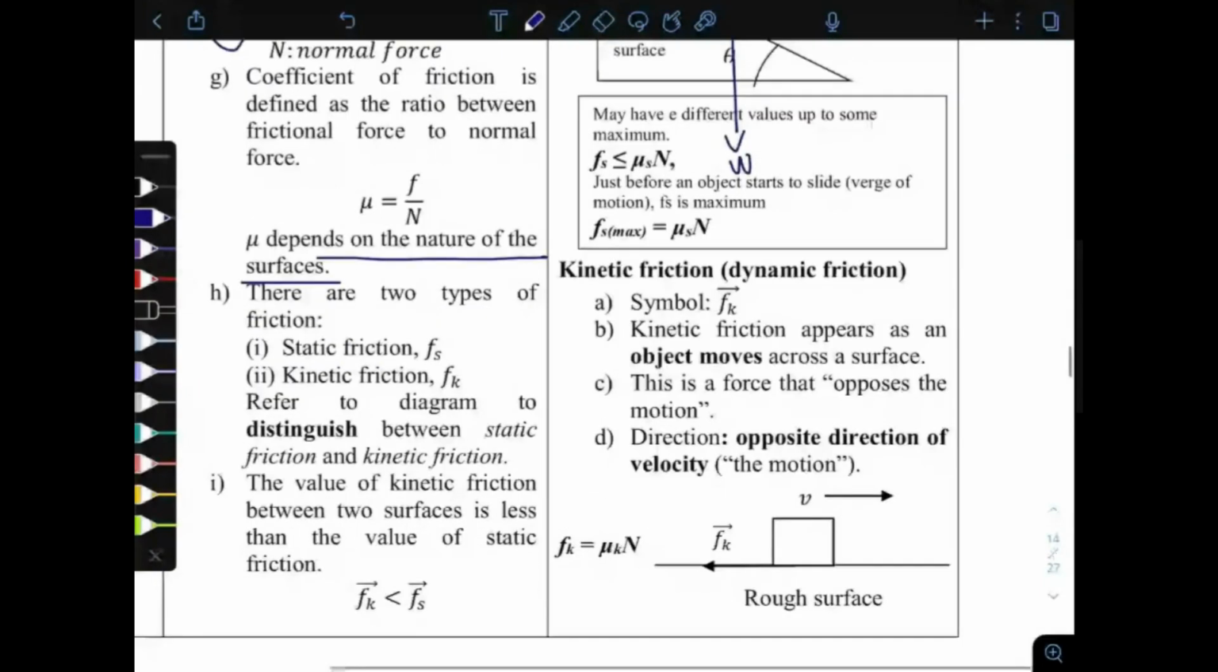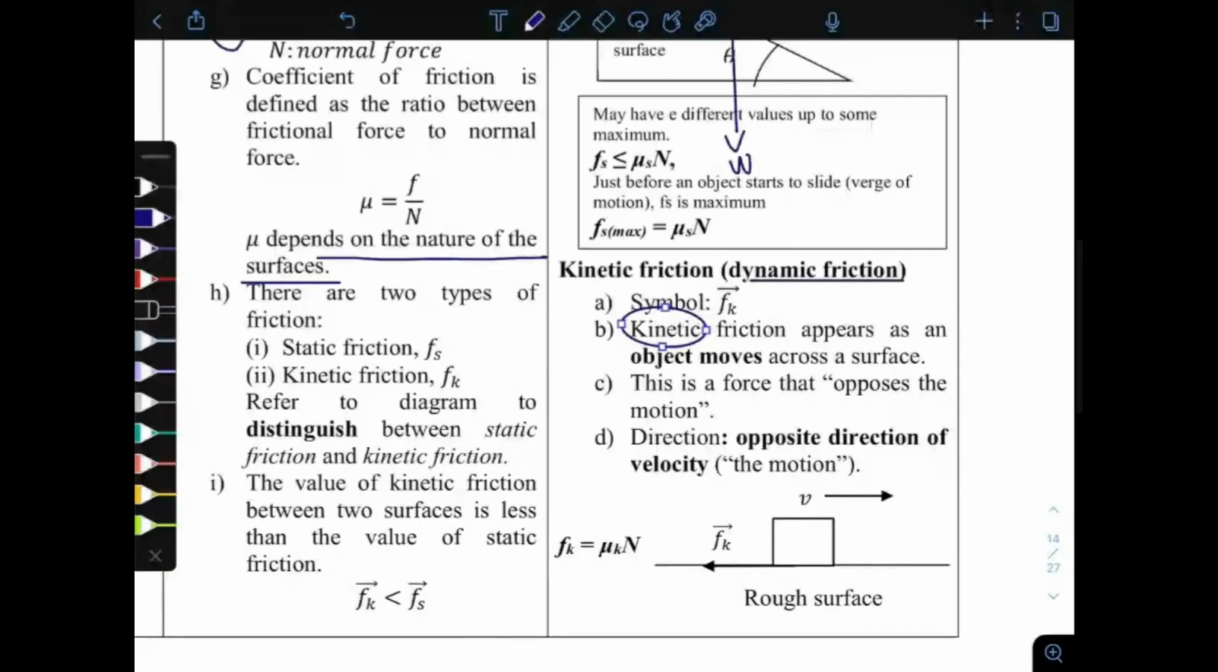Kinetic friction ataupun nama lain dia adalah dynamic friction. Kita guna simbol F subscript K dekat sini. Kinetic friction akan appear when the object is already moving on a rough surface. So kalau dia memang dah bergerak, kita akan automatically ada kinetic friction. Kalau kamu tengok nama pun kinetic dekat sini. Kinetic we always associate dengan motion. Your object has motion. Ada velocity dekat sini, maka you are going to experience kinetic friction.